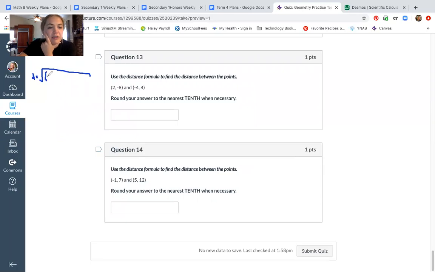So I'm gonna write it with the y's first. Y2 minus y1 squared plus x2 minus x1 squared. And obviously I underestimated how long I needed my square root to be, but now it's the right size.